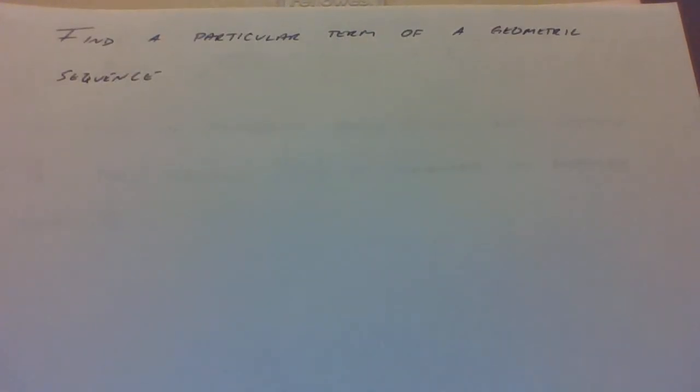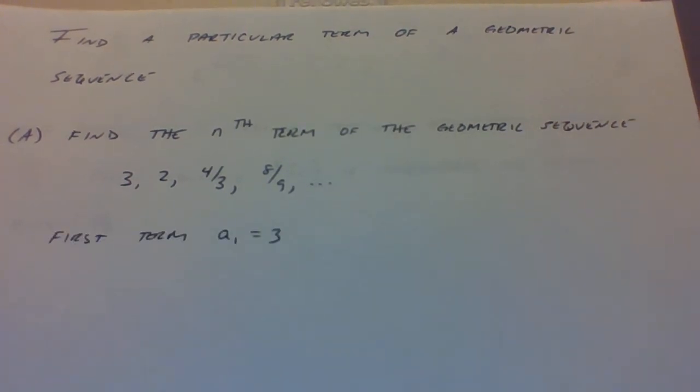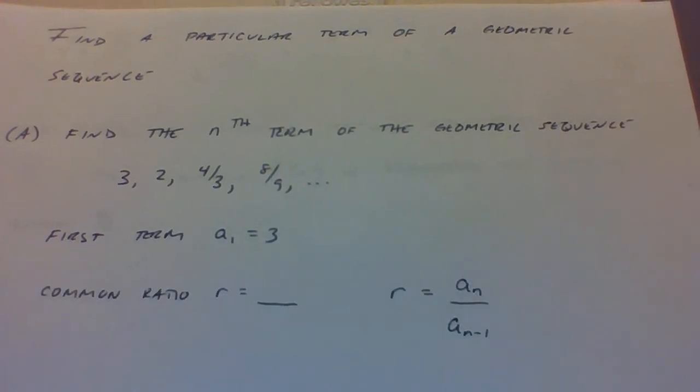Let's take a look at finding a particular term of a geometric sequence. Let's find the nth term of the geometric sequence 3, 2, 4/3, 8/9, etc. Our first term is 3. Let's go ahead and find our common ratio.